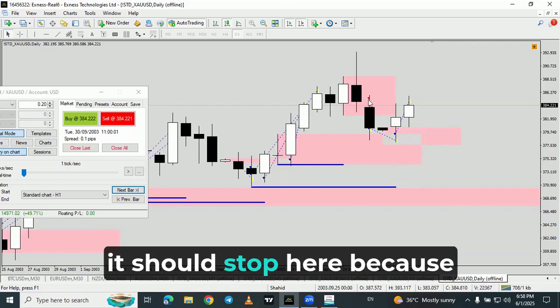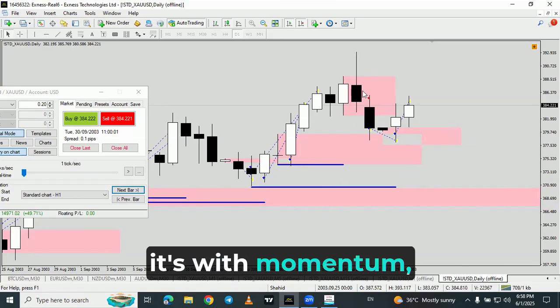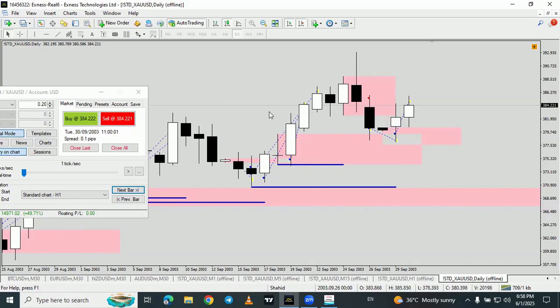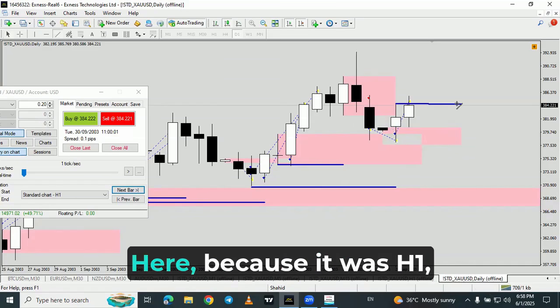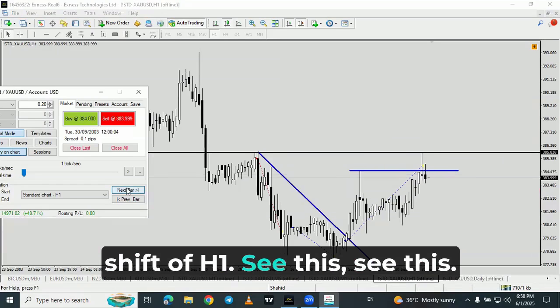Okay, it should stop here because this is the sell side. See how big the candle is. It's with momentum. It closed below it, and if we see, it also swiped this high here because it was H1. Now we wait for the structure shift of H1.